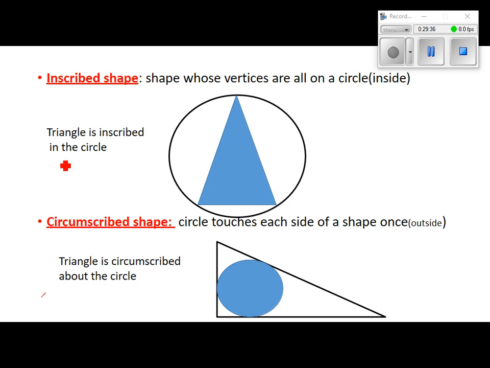Fill in what you need to fill in on this. Again, this is another one of those things that we're not going to do a whole lot with, but as the year goes along, you're going to need to know these definitions.